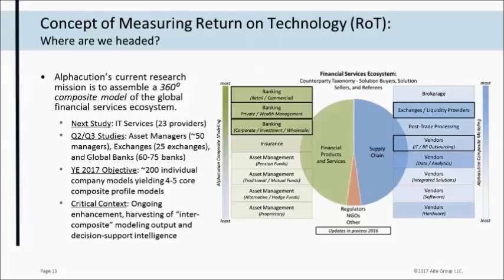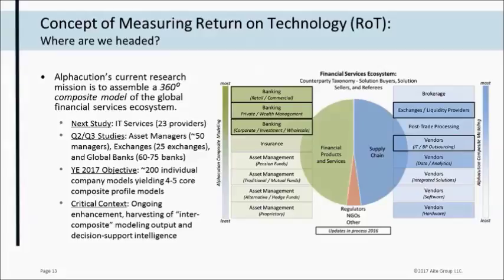Our next study, coming out hopefully in the next month or so, is based on modeling of a little bit more than 23 of the largest providers in IT services. We have a buy-side study coming out. We're going to look at the exchanges and also do an update of the global banks while simultaneously expanding some of the analytics that we look at for global banks, as well as expanding the number of banks in that composite model.